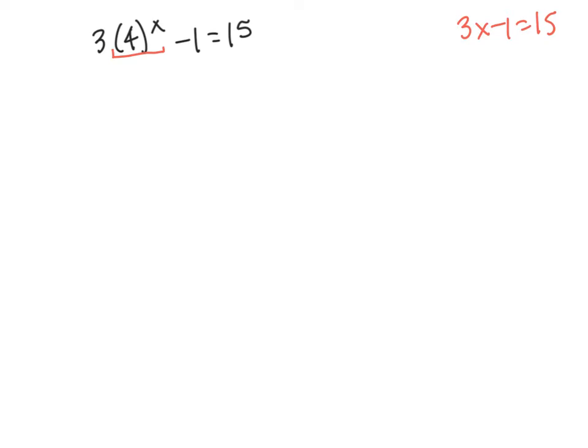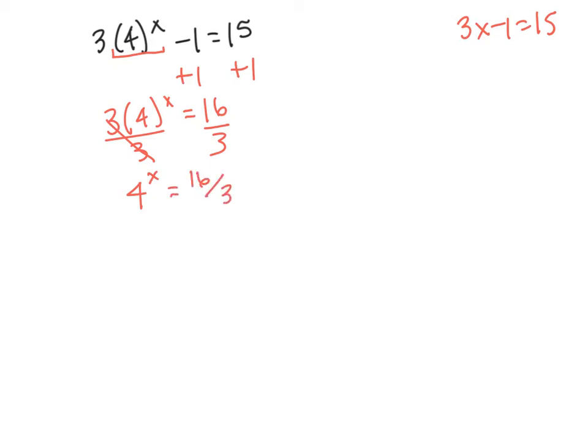So first you deal with your addition and subtraction. We add 1 to both sides. And we have 3 times 4 to the x equals 16. Now you deal with your multiplication and division. So we divide both sides by 3. 3's cancel. So now we have our 4 to the x by itself equals 16 over 3. Now we can take the log of both sides to bring that exponent down. So again, you cannot take the log of both sides until you have this exponential piece by itself.